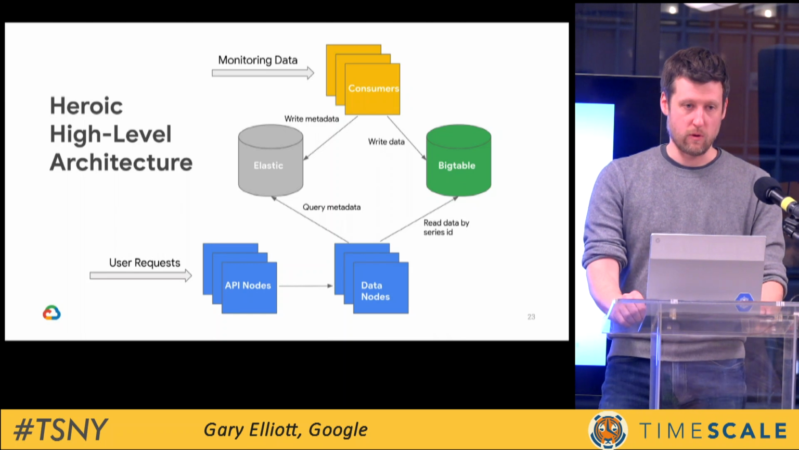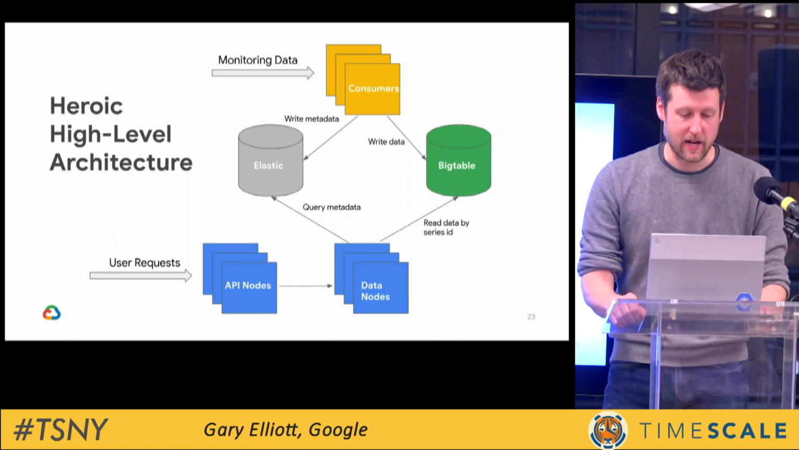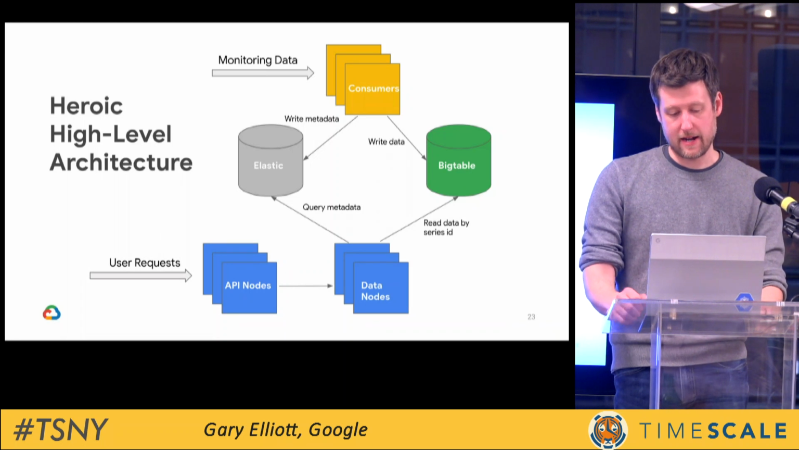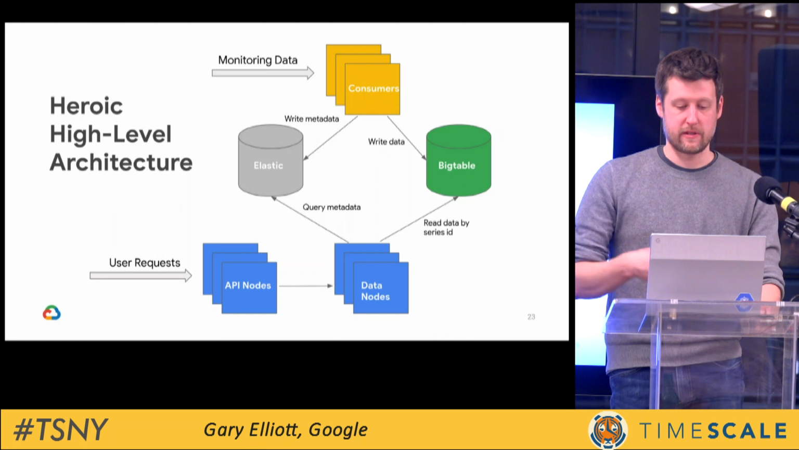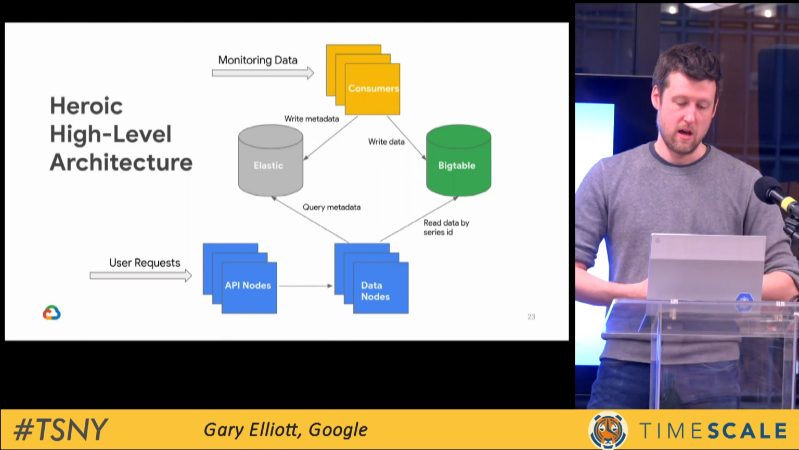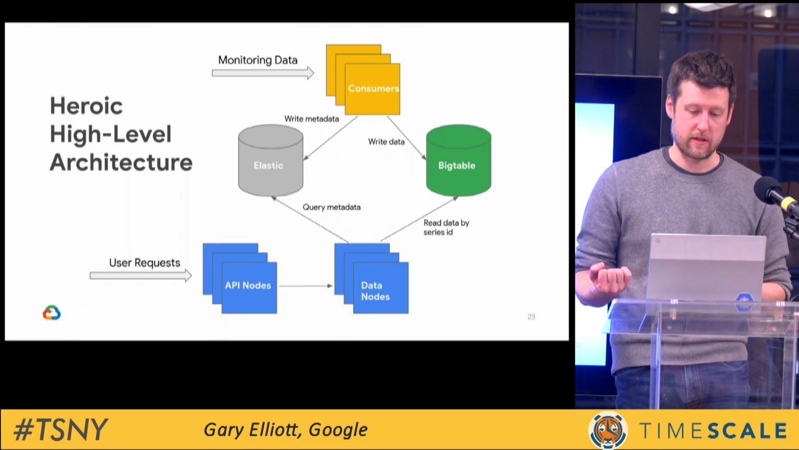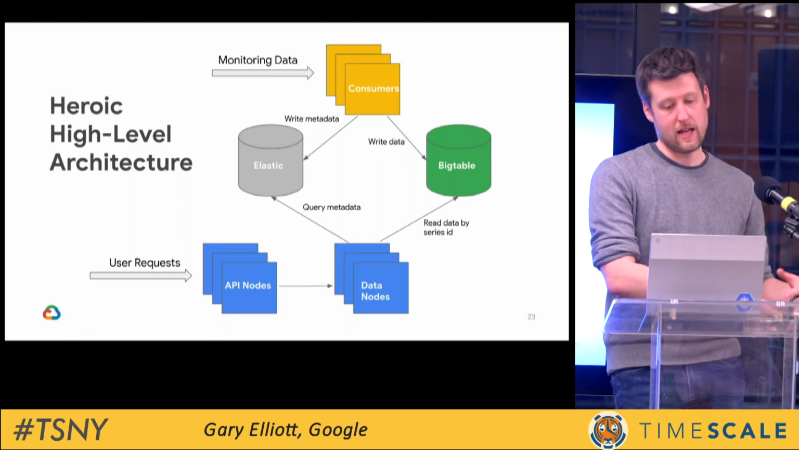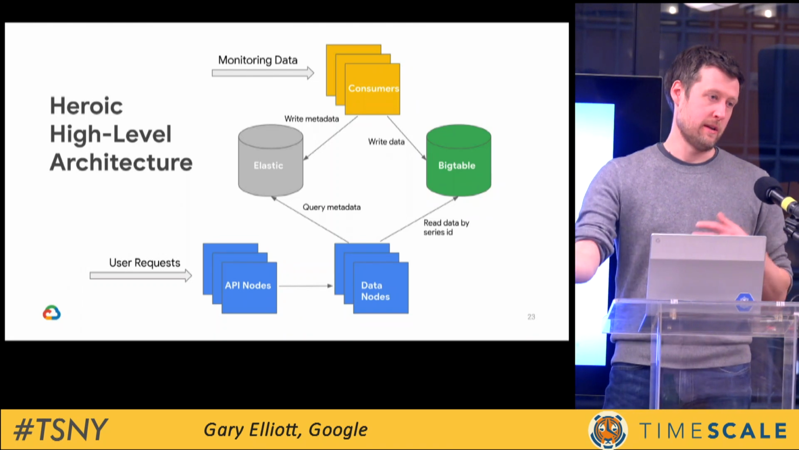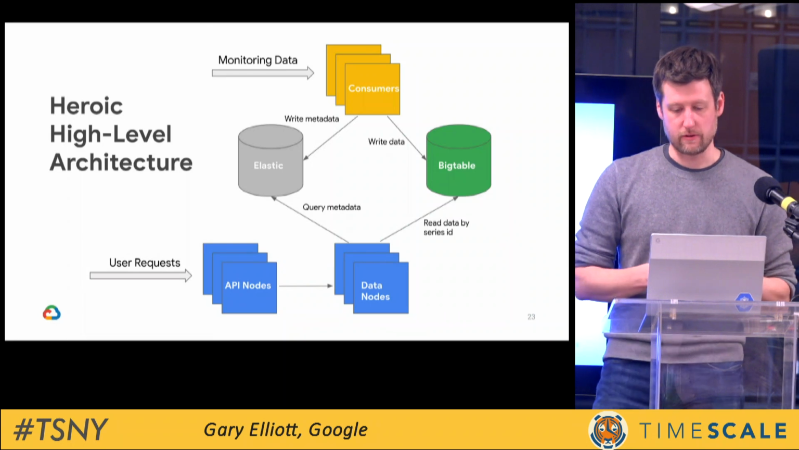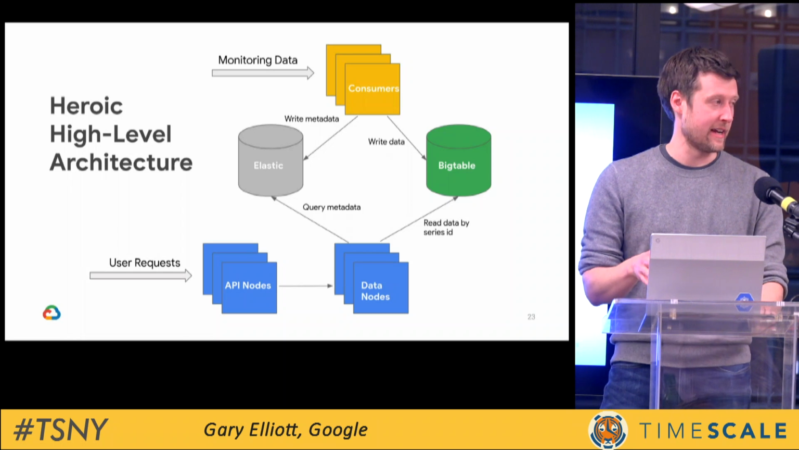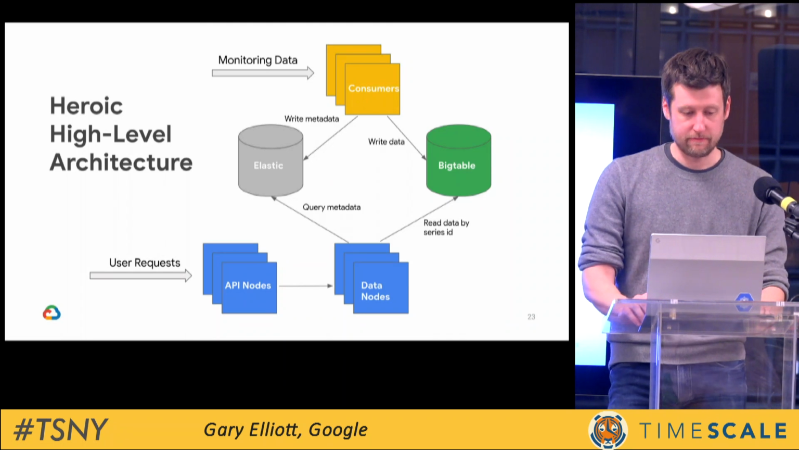User requests for a dashboard, pretty common. Spotify has a lot of dashboards monitoring their systems. Requests from that come into these API nodes, which send the request to data nodes, which actually talk to the data stores. So they look at your filter. They're going to construct an Elasticsearch query, get back a bunch of time series IDs, send those IDs to Bigtable, and pull back all that data and do all your time series analytics and downsampling, grouping, et cetera, in the data nodes and return that back to the user.